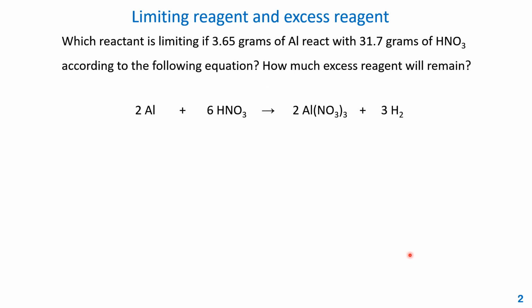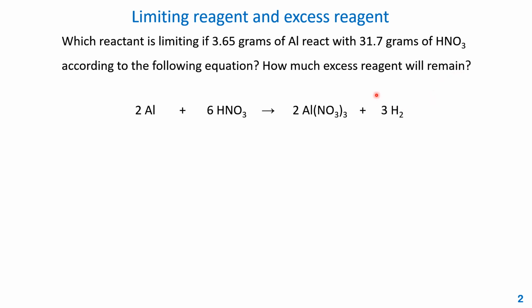Now the other example here is a very similar question, and in this question, I will use the proportion way to solve it. The question is, which reactant is limiting if 3.65 grams of aluminum react with 31.7 grams of nitric acid, according to the following equation? How much excess reagent will remain? You see, it's a very similar question. And then we will use a proportion.